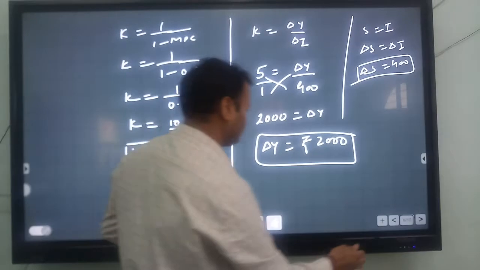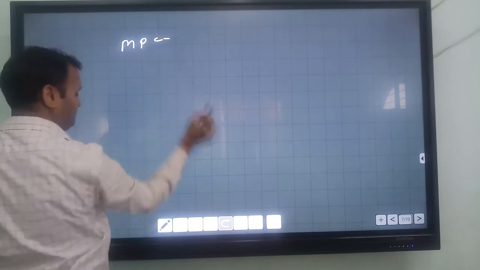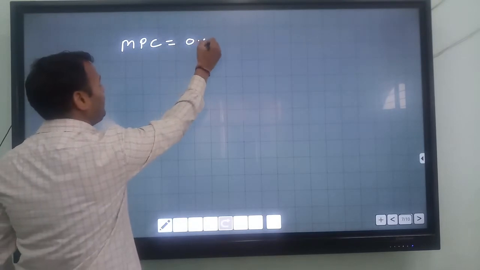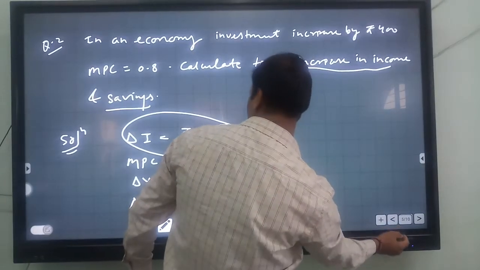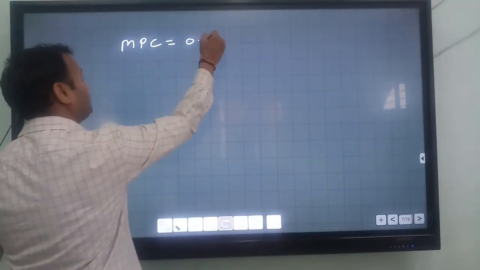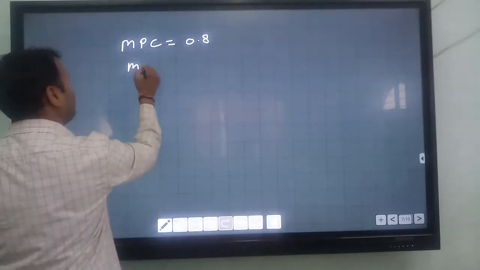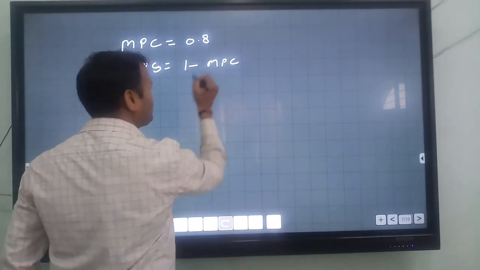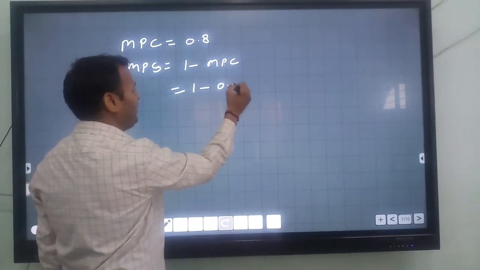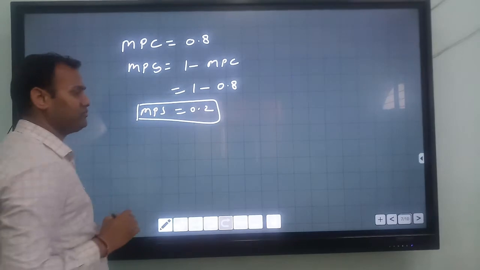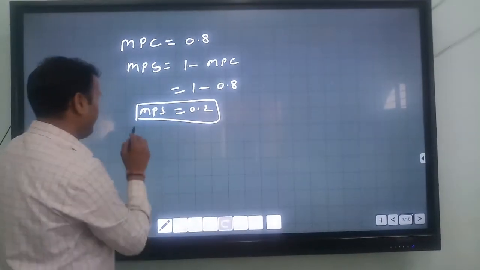So we are given MPC. MPC we have been given as 0.80. Okay, let's check it out. You can write 0.8 or 80, both are the same. So what is the value of MPS? MPS is 1 minus MPC. So 1 minus 0.8 is 0.2. That is MPS.